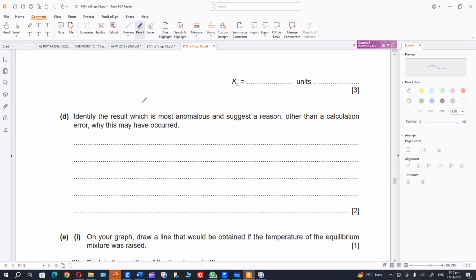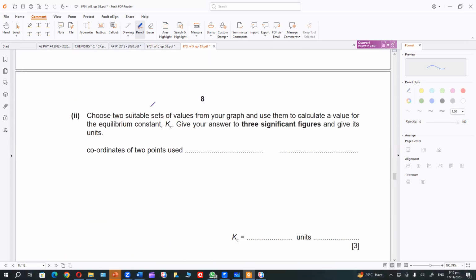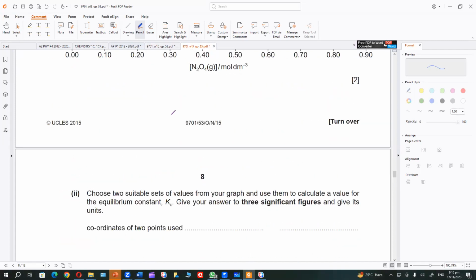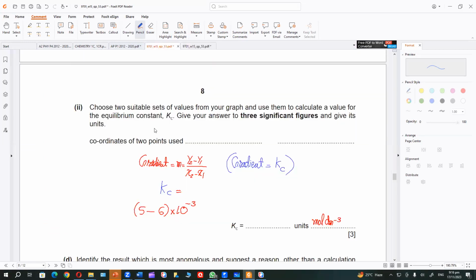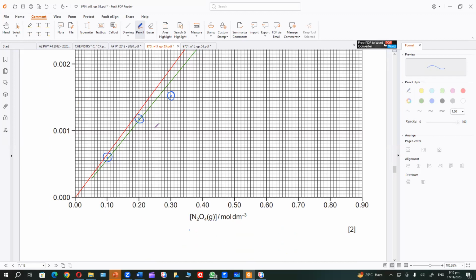Identify the result which is most anomalous and suggest a reason, other than a calculation error, why this may have occurred. Which is most anomalous? We have to look for the most anomalous point. In my case, it is this point, this one, 0.3. Yes, for me too.